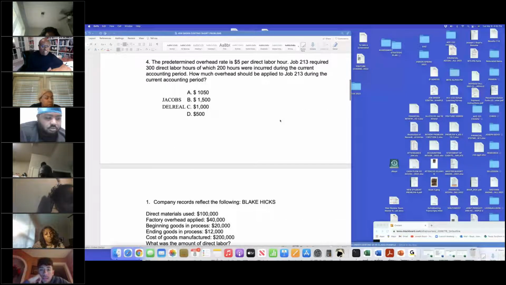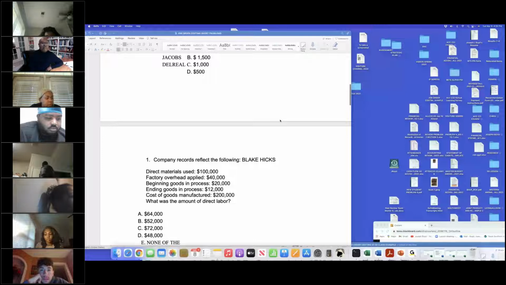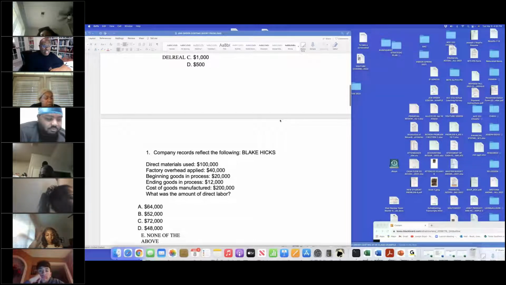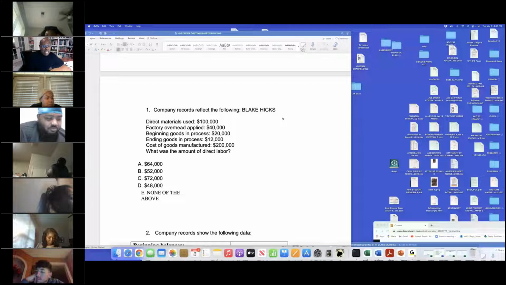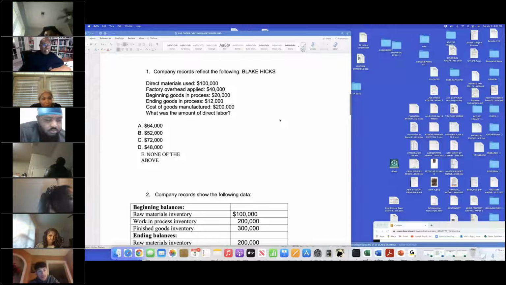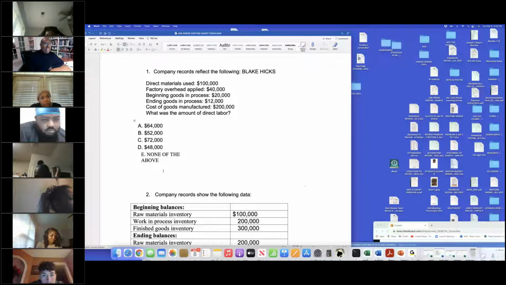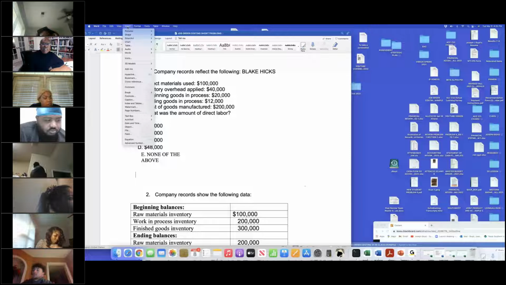Company records reflect the following: materials, overhead, beginning goods in process, ending goods in process, and cost of goods manufactured. What is the amount of direct labor? That's a good one. Let's see how we would do that. Let's see if we can insert a table, three rows.